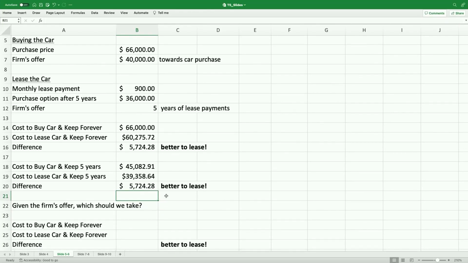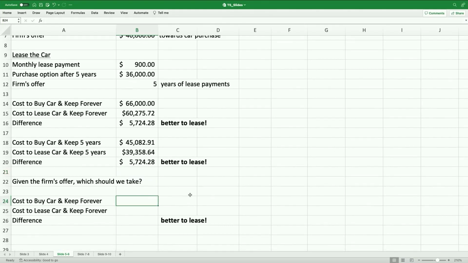When you walk into a car dealership one day and you're trying to figure out whether it's better to buy or lease, take this present value framework approach and given the numbers in your scenario, figure out which one is better. All right.